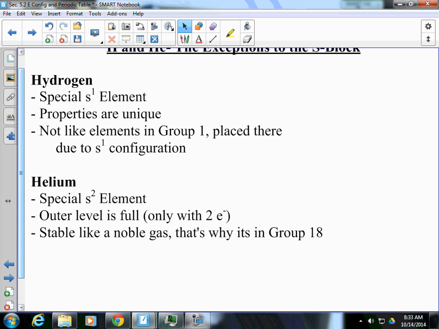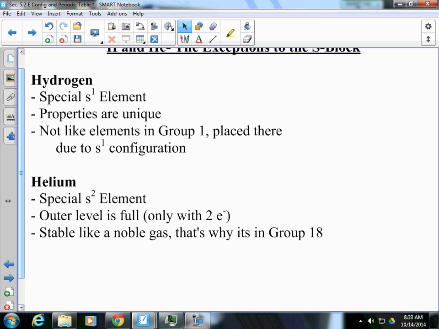Helium is a special s2 element. It's placed all the way over with the noble gases. Why? Because its outer level is full. 1s2. Helium and hydrogen are the only 2 atoms on the periodic table in which their outer shell will not have 8 electrons. Hydrogen and helium's outer shell only consists of 2 electrons. So something to keep in mind there when we talk about why hydrogen and helium are the exceptions.